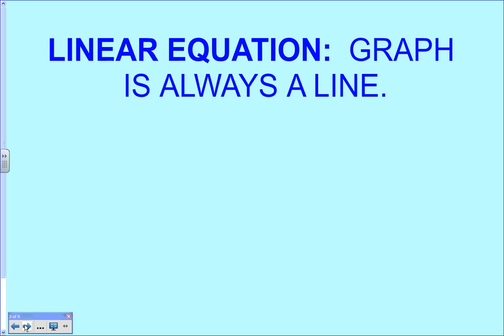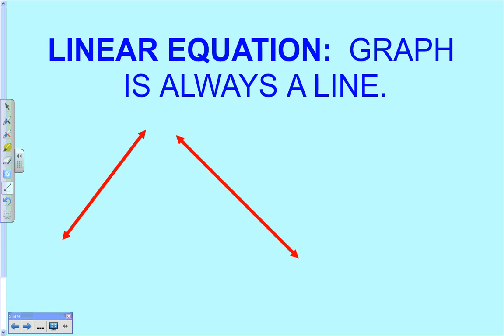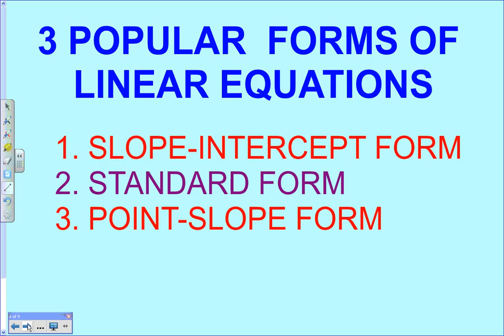Remember, whenever you graph a linear equation, you're always going to get a line. That line could have a positive slope, a negative slope, it could be a horizontal line, or a vertical line. But regardless, it will be a line. There are 3 popular forms of linear equations that we deal with. This is form number 2, standard form. You can see how to graph the other forms in other math shorts.